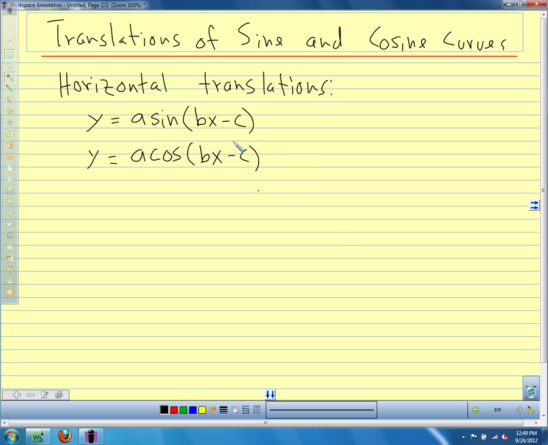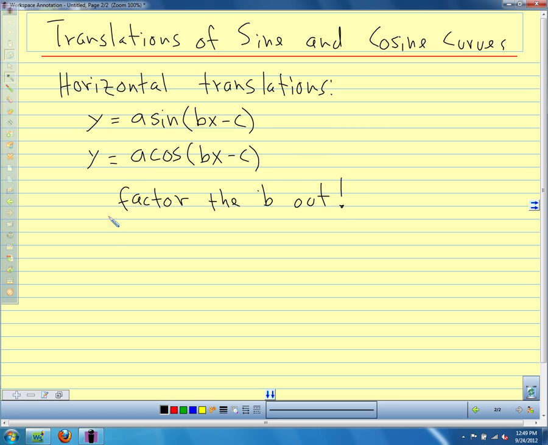Now, the one thing to be careful with when we have a function in this form, before we look at the horizontal translation, is that I want the b to be multiplying in front of the parentheses. So before we start work, if your function looks like this, we want to factor the b out of this parentheses. So first step is to factor the b out.